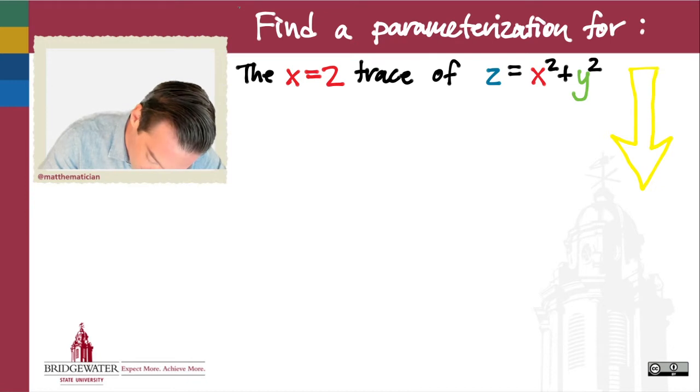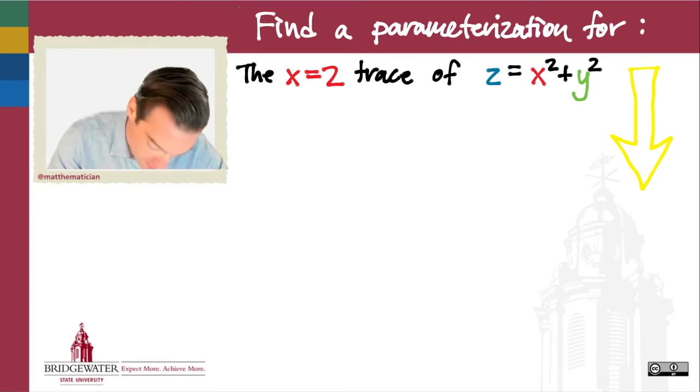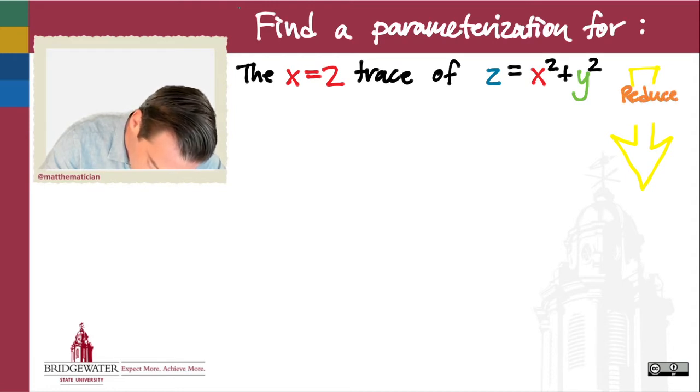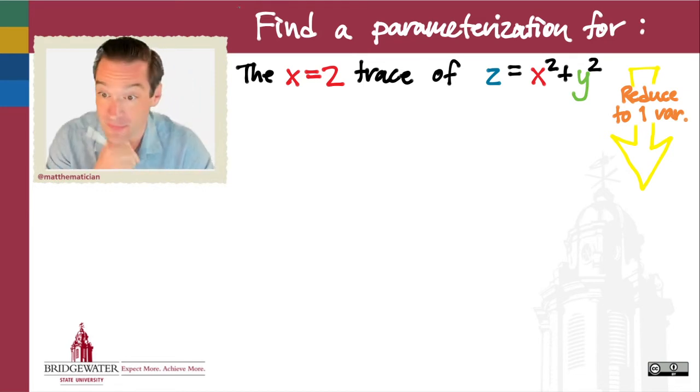It's kind of one way of thinking about what we're doing when we're parameterizing: we start out with something that specifies an equation in x, y, and z, and we want to try to get everything being described in terms of a single quantity. So reduce to one variable, if we can do so using just algebra.